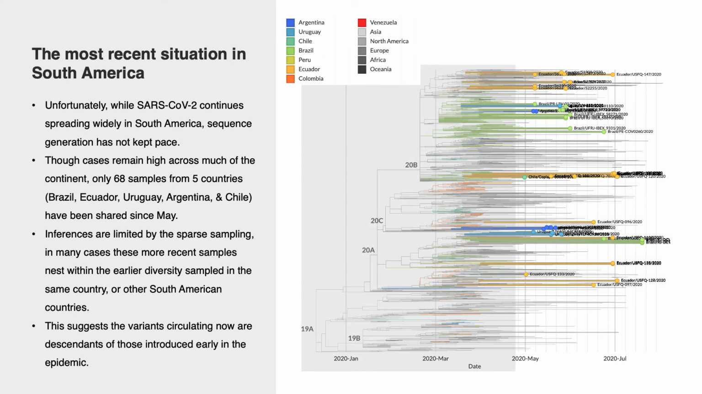Unfortunately, while SARS-CoV-2 continues spreading widely in South America, sequence generation has not kept pace. Though cases remain high across most of the continent, only 68 samples from 5 countries have been shared since May. Though our inferences are limited by the sparse sampling, in many cases, these more recent samples nest within the earlier diversity sampled in the same country. This suggests the other variants circulating now are descendants of those introduced early in the epidemic.